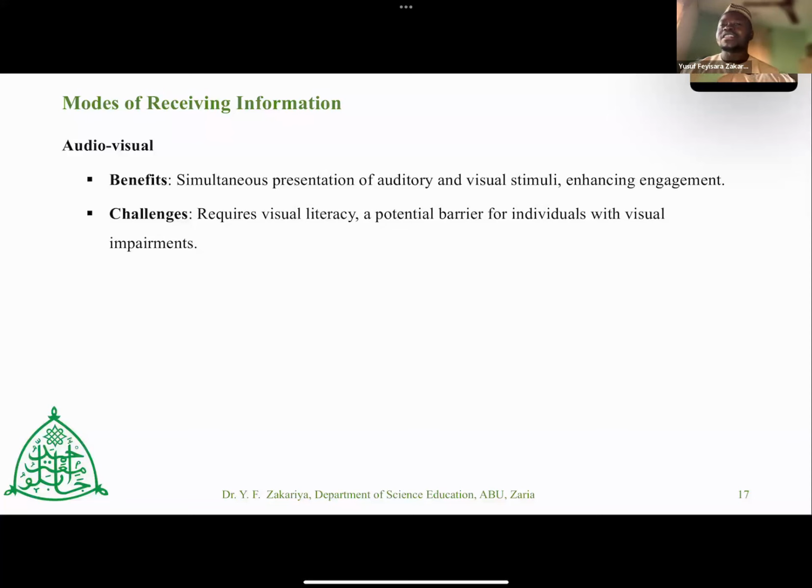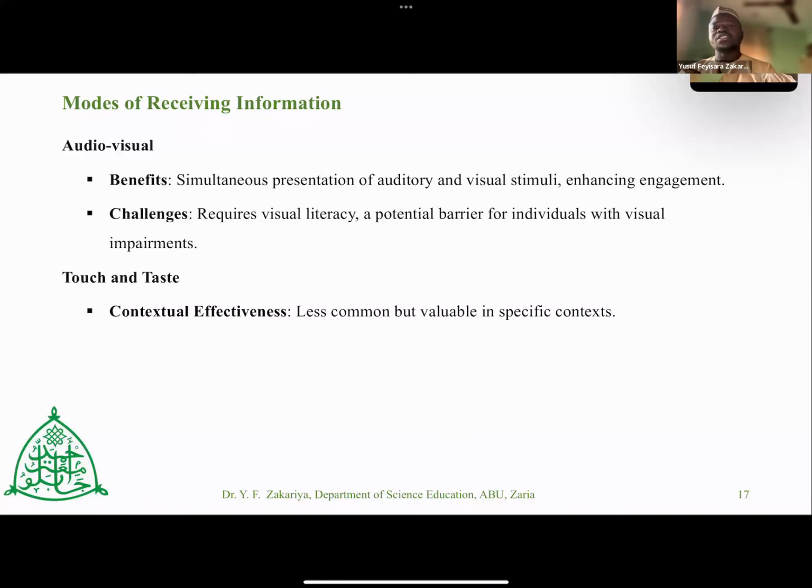But again, we also have challenges. This requires visual literacy, a potential barrier for individuals with visual impairment. And it requires audio ability too, which is also a disadvantage for those with hearing impairment. They also have the touch and the taste, which usually in education we don't use, except for practical sense. When you're having your practical now in your science lab, perhaps you may need to touch it, though maybe you may not need to taste.